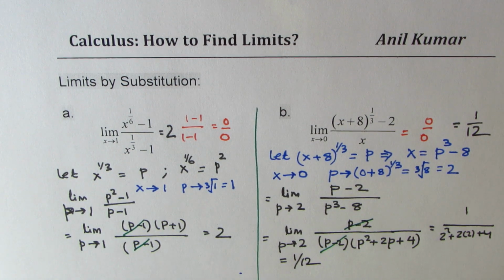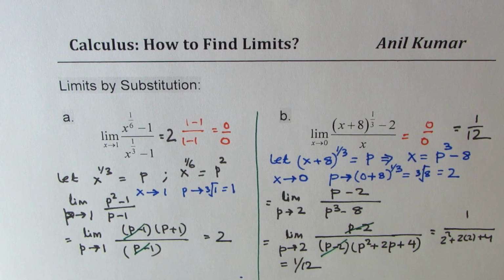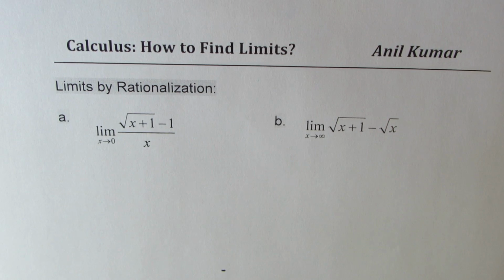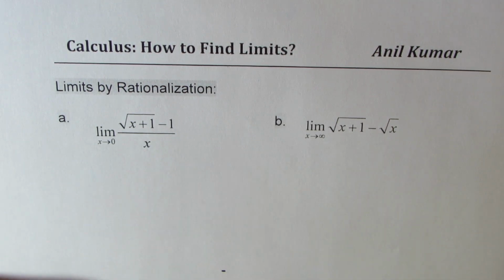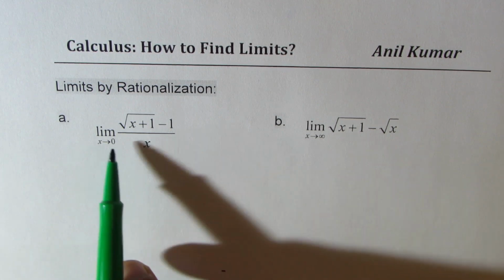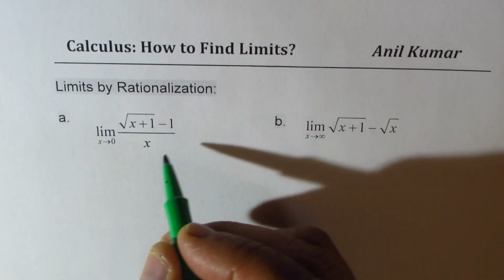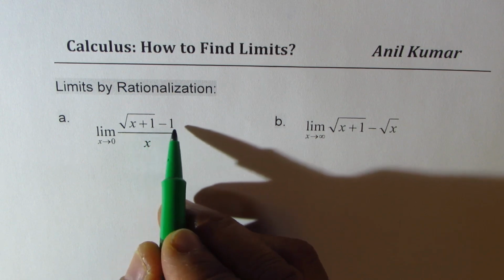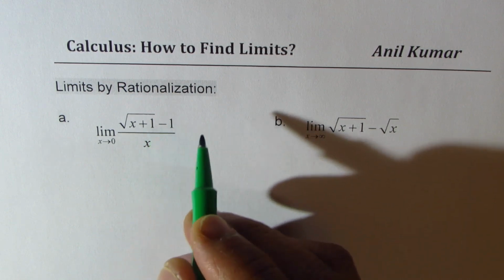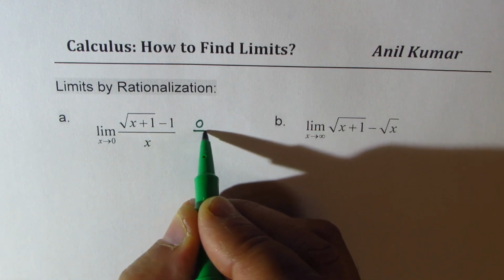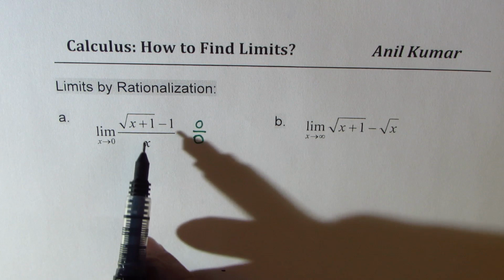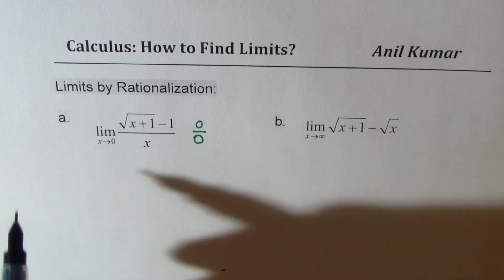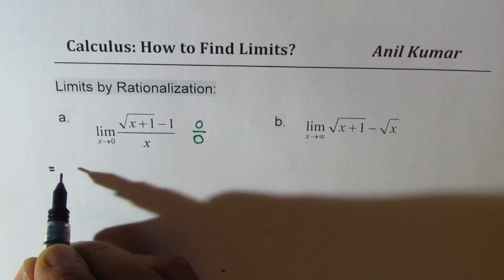So let's move on and now take up examples with rationalization. Now in these two examples, we have a square root, and if I substitute 0, what do I get? I get square root of 1 minus 1 over 0. 1 minus 1 is 0. I again get 0 over 0. So it's an indeterminate form. So in this particular case, we could use the technique of rationalization. Let us see how to apply rationalization.